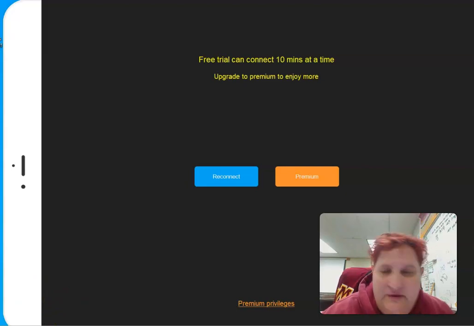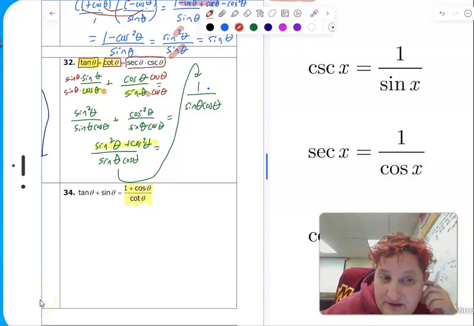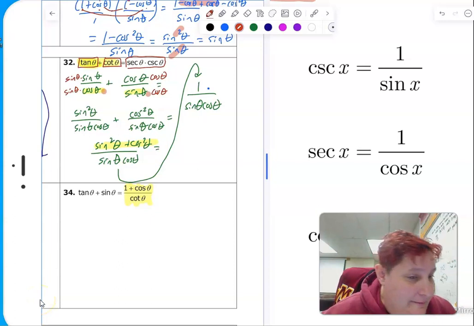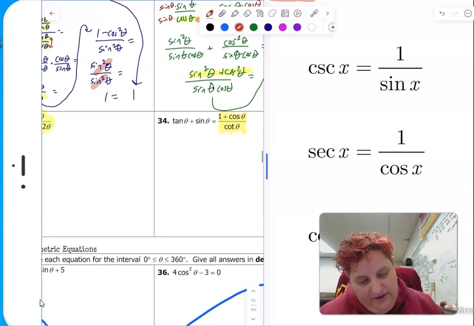1 second, let me reconnect. Okay, so I'm on this free trial of this software, and I'm not going to pay to upgrade it last week of school. So here we go. We're going to speed run this.